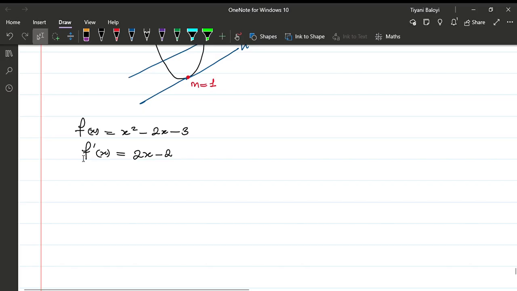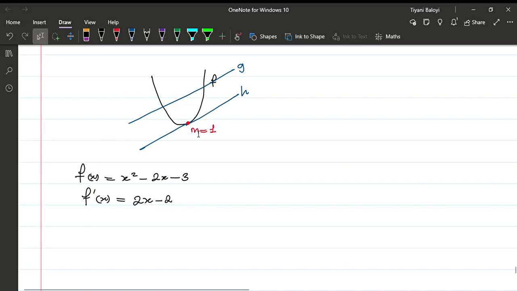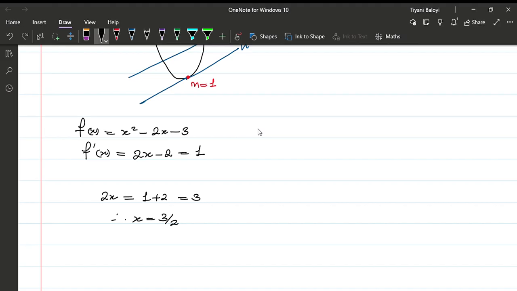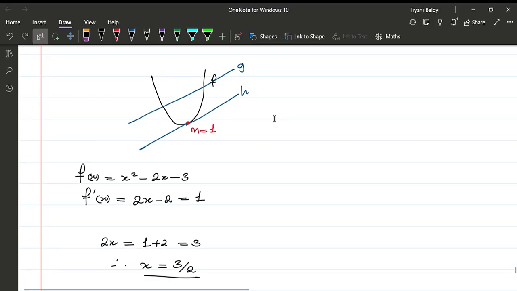So we know that the function f has a gradient of 2x minus 2 at this point, right? So we can equate those because they touch. So you just have this equal to 1. So you have 2x equal to 1 plus 2, which is 3. Therefore, x is equal to 3 over 2, right? So by using that gradient, we were able to find the x value where the line is tangential to our graph.